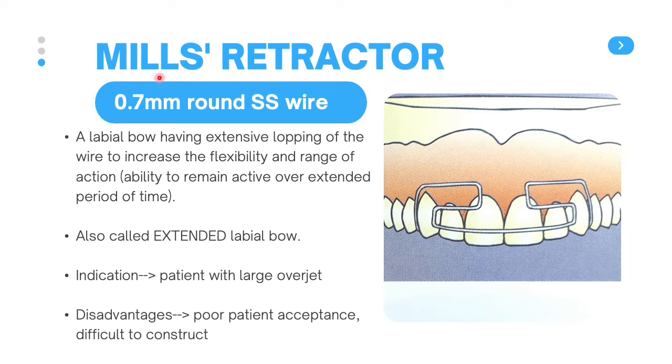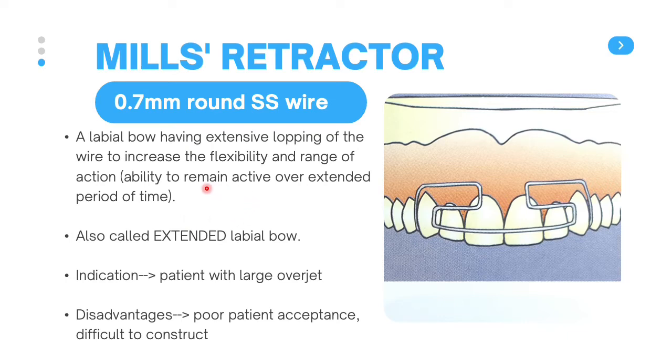This is Male's retractor, and it is made up from 0.7 mm round stainless steel wire. This is a labial bow having extensive looping of the wire in order to increase the flexibility and the range of action. What is the range of action? The range of action is the ability to remain active over an extended period of time.